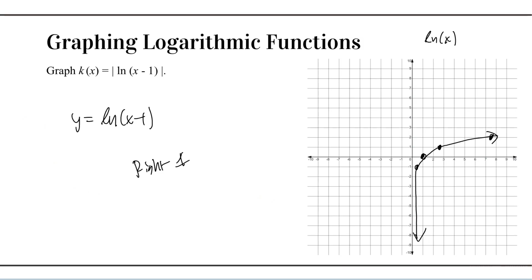So that would be the y equals natural log of x. And then if we were to take that graph and shift it to the right one, we would end up getting this blue graph right here, which is y equals the natural log of x minus 1. Okay, so what we want to do is we want to absolute value this graph here now.